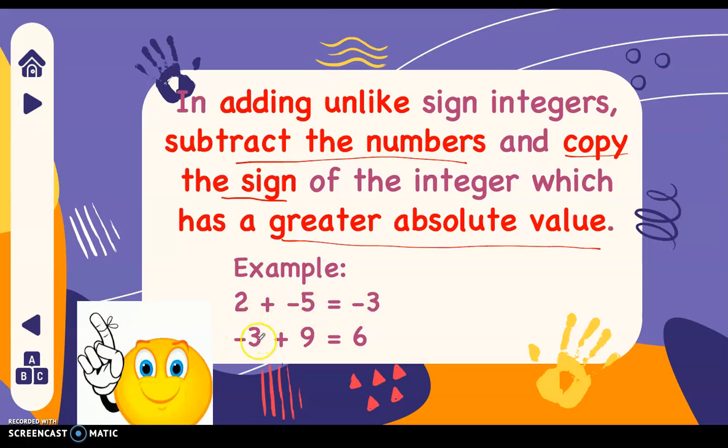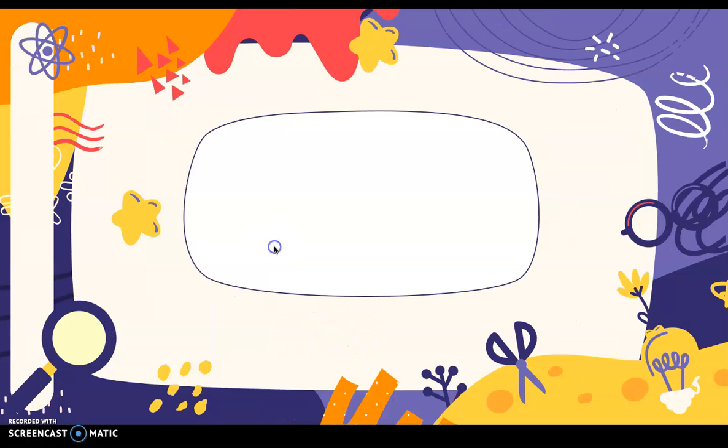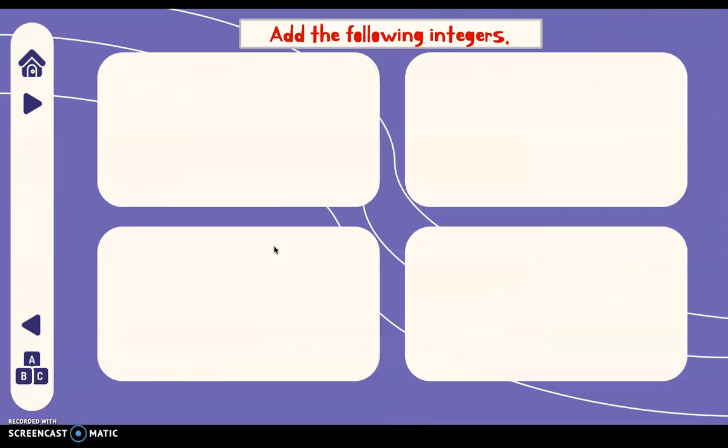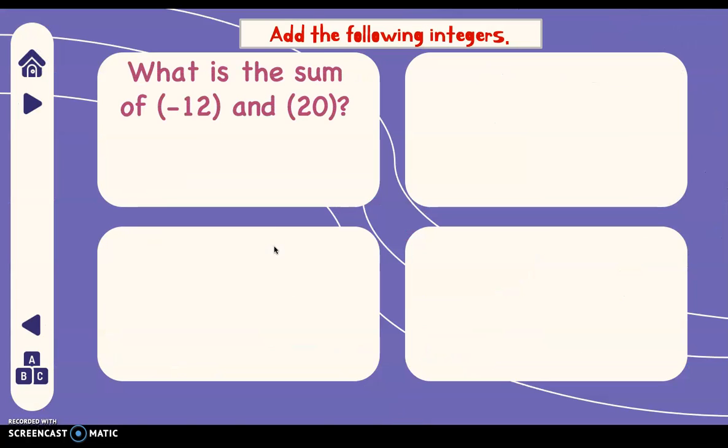We have here negative 3 plus 9. So you subtract 9 minus 3, that is 6. And what's the sign of the greater absolute value? 9 is greater and the sign of 9 is positive. That's why we put here positive 6. Let's have more examples. We have here, what is the sum of negative 12 and 20?